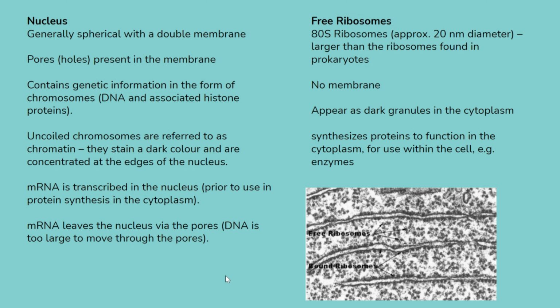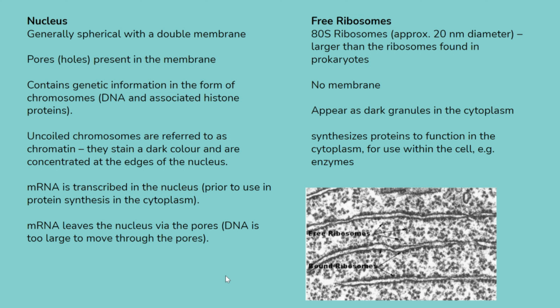The nucleus also contains the genetic information in the form of chromosomes, where your DNA, as mentioned earlier, and associated histone proteins are present. In the nucleus itself, the chromosomes are uncoiled and they are referred to as chromatin.